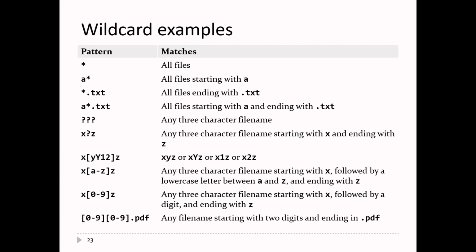You're allowed to use more than one set of square brackets in a file name, right? So [0-9][0-9].pdf, right? What does the first 0-9 mean? Any digit. What does the second 0-9 mean? Any digit. So that matches any file name that starts with two digits and ends in .pdf.